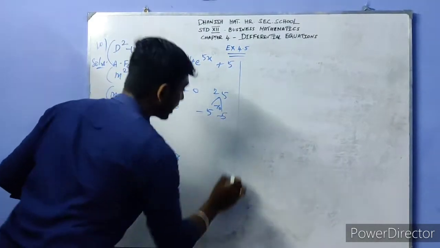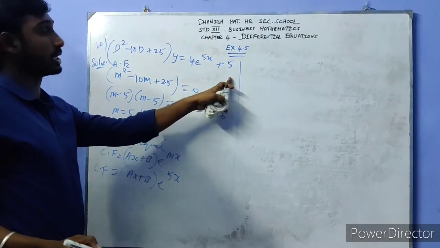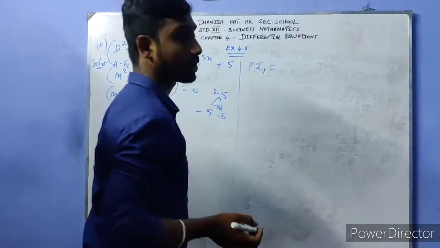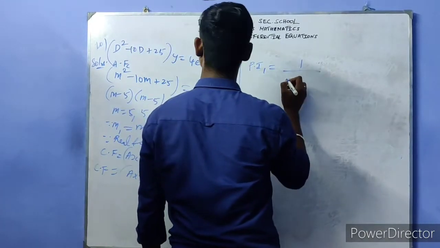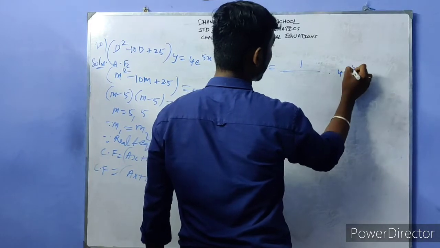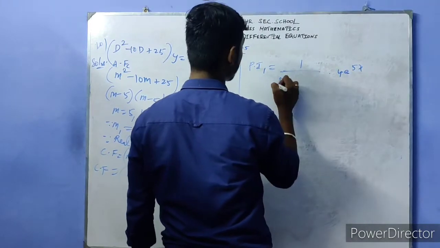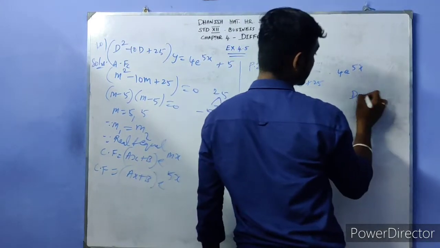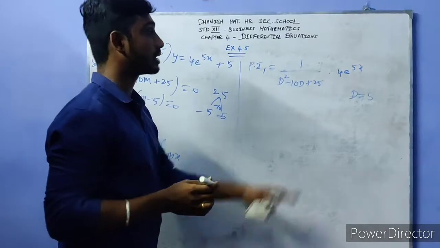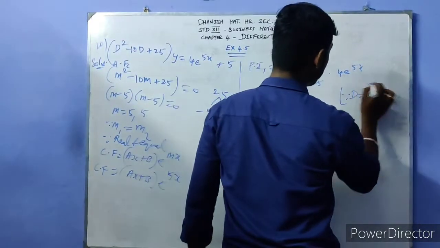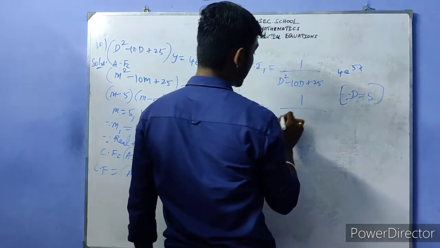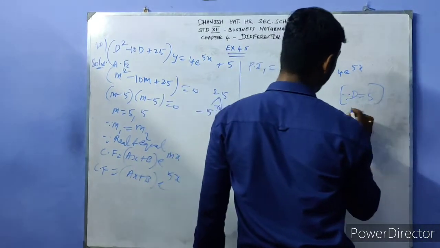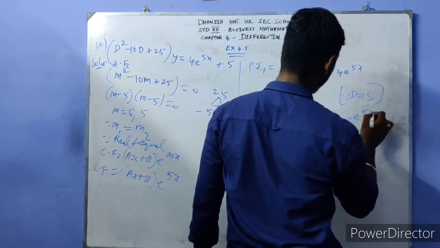Now we are going to find out, here also we have two functions. So we find the two particular integrals. First we are going to find out PI1 here. That is 4e power of 5x over D square minus 10D plus 25. What is the D value? D is equal to 5, the coefficient of x. Now substitute: 5 square minus 10 into 5 plus 25, into 4e power of 5x here.